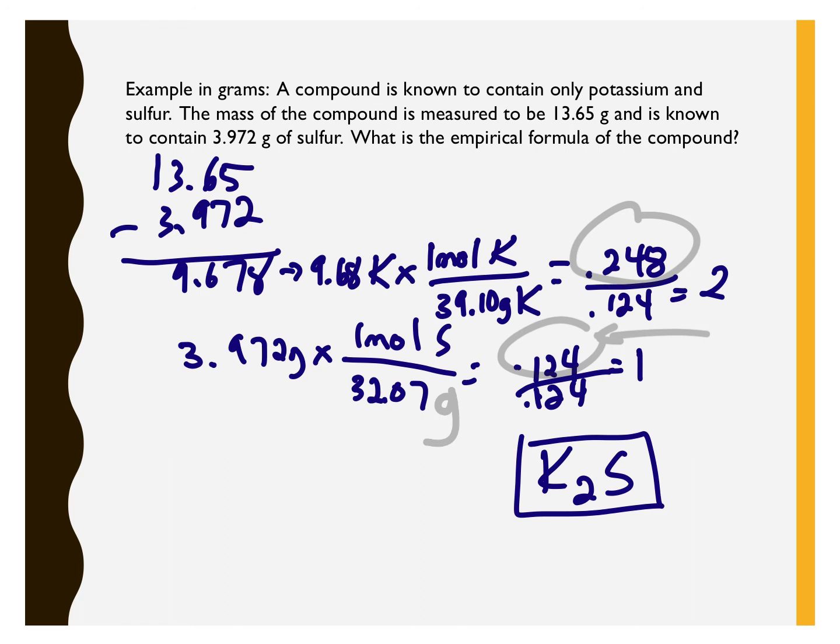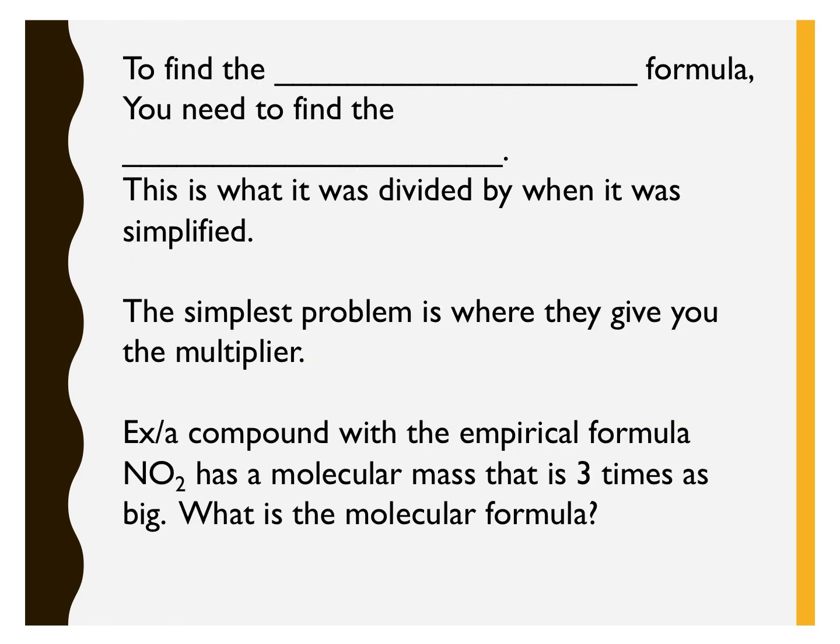You can look at this now and probably figure it out. K is 2 and S is 1. Your formula is K2S. Now think about this. K is plus 1, S is 2 minus. This is what you'd expect, right? K2S when you crisscross. You should feel good if you have an ionic compound that matches the actual charges. When I make them up, I always make sure they're real compounds, but covalent is harder because they can form in lots of different ratios.